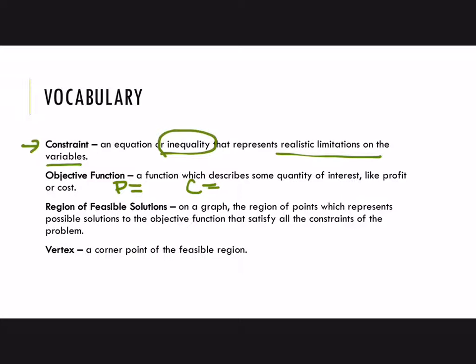The region of feasible solutions, or this is sometimes called the polygonal region. Okay, and on a graph, this is the region of points that represent possible solutions to the objective function that satisfy all the constraints of the problem. So you graph all of your inequalities, and we're going to look at examples where you end up with this polygonal region. This looks like a polygon, and all of those points represent possible solutions to the problem, in this case like possible profits or possible costs. And then a vertex refers to a corner point of this feasible region.